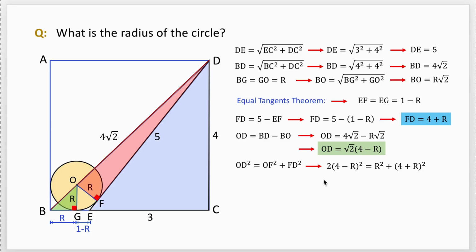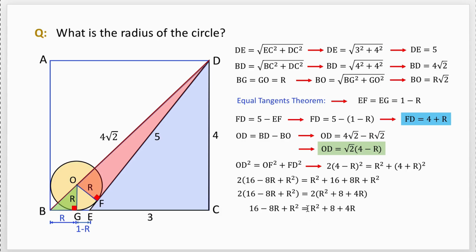is unknown. Using the algebra identities, the equation becomes this, and by factoring out 2 from the right side and dividing both sides by 2 and cancelling out r squared from both sides and simplifying the result, we finally obtain r as 2 over 3. So the radius of this circle is 2 over 3.